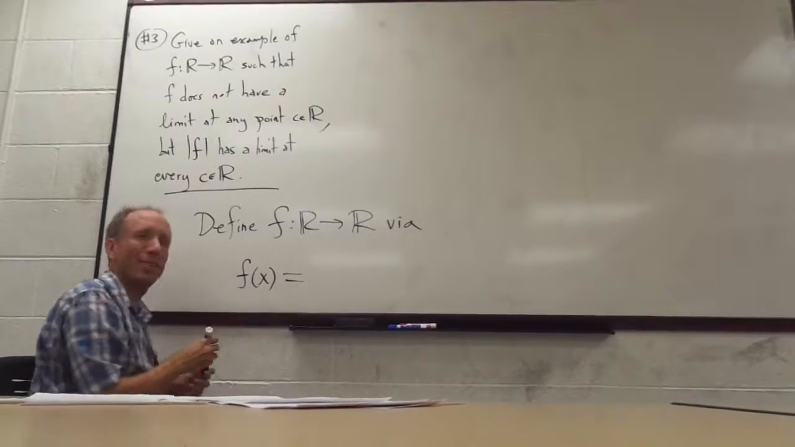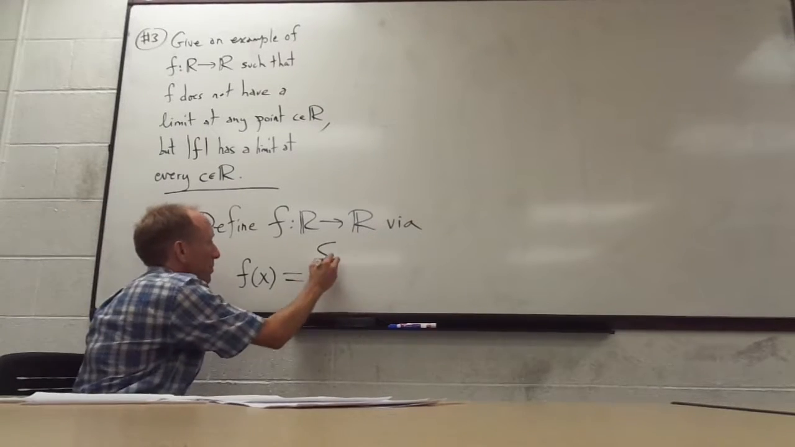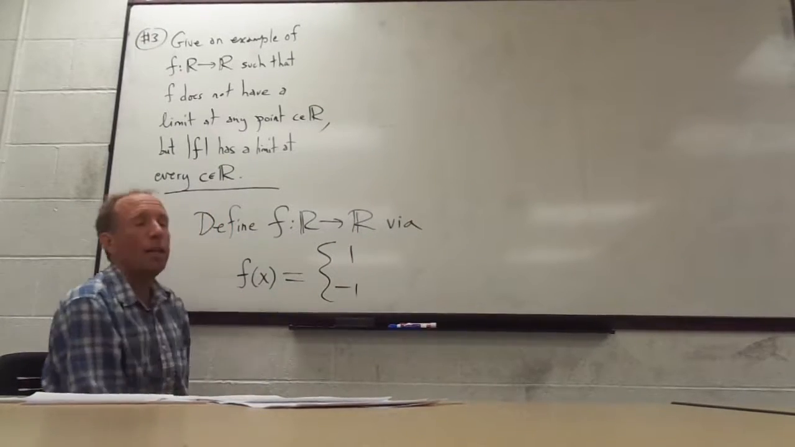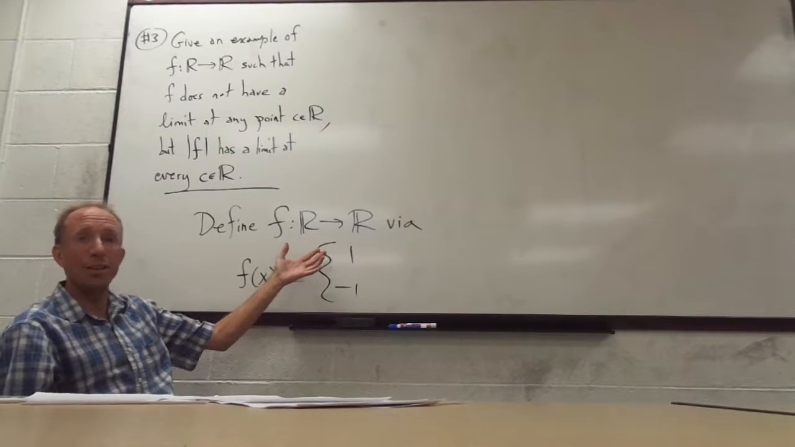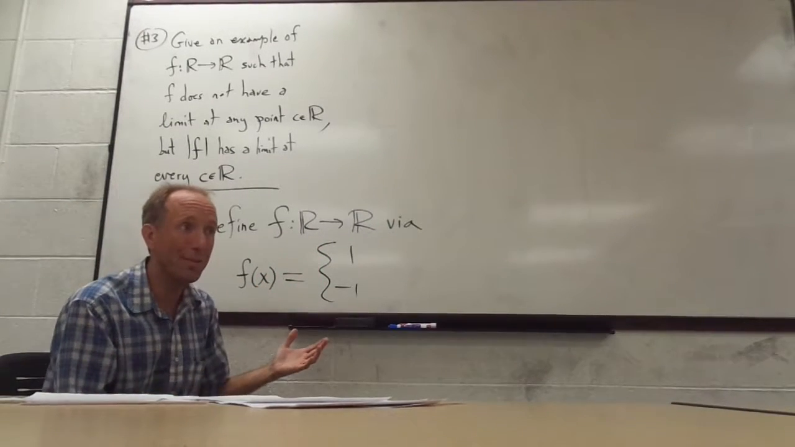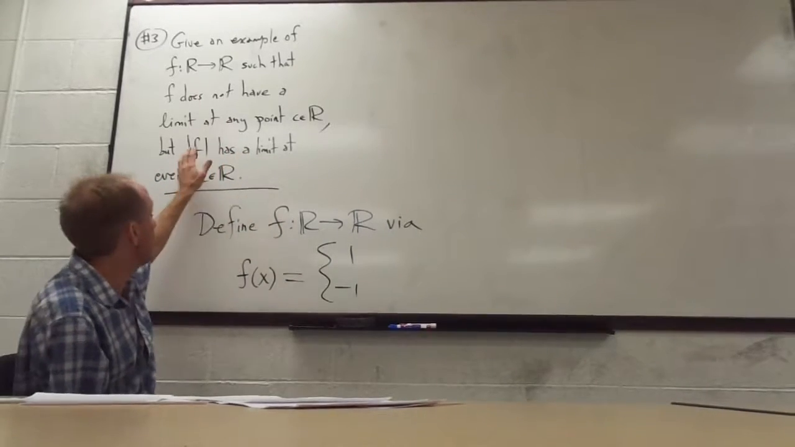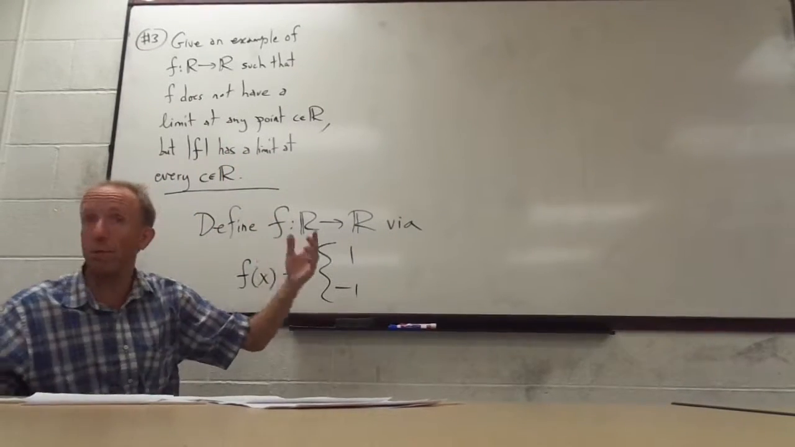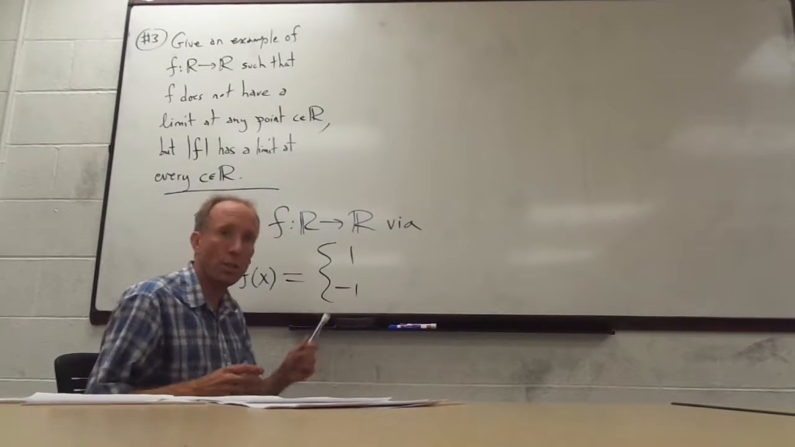Anybody have any thoughts how to do this? Negative 1 and positive 1. Okay, a 1 and a minus 1. The nice thing about that is, when you take the absolute value of this function, it will become a constant function. And that will definitely have a limit. So the second part will be good, right? The absolute value of f will have a limit at every point, because it's just the line y equals 1, okay? So this is what you meant, right?